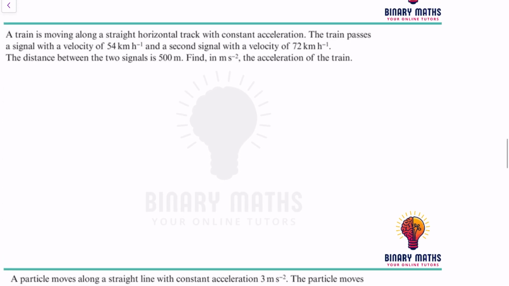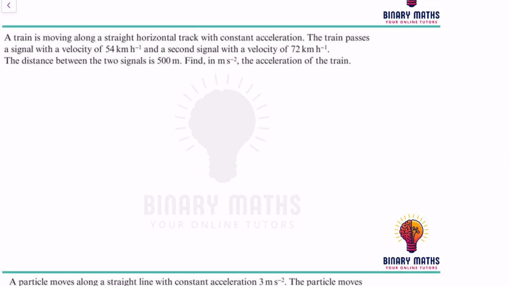A train is moving along a straight horizontal track with constant acceleration. The train passes a signal with a velocity of 54 kilometers per hour and a second signal with a velocity of 72 kilometers per hour. The distance between the two signals is 500 meters. Find in meters per second squared the acceleration of the train. Because some of the units are in standard units, meters and meters per second, we do need to convert these speeds to meters per second as well.